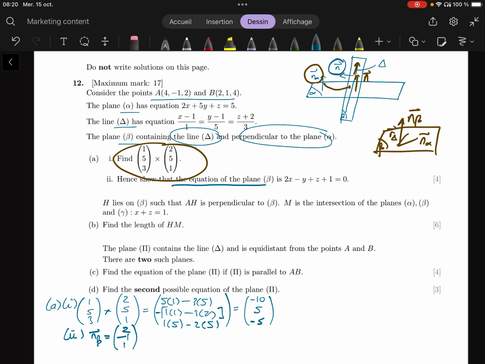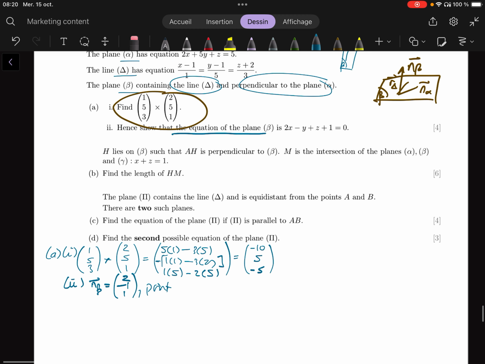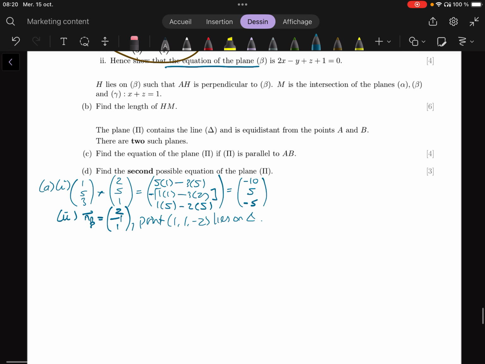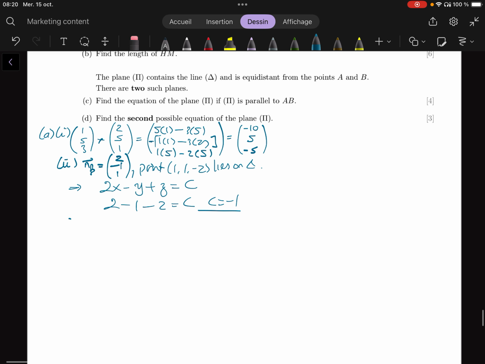The plane beta contains the line delta. So let's pick a point that lies on the line delta. (1, 1, -2) lies on delta. So we can write our equation as 2x minus y plus z is equal to c. Plug the point in. Therefore, 2x minus y plus z plus 1 is equal to 0. Done.